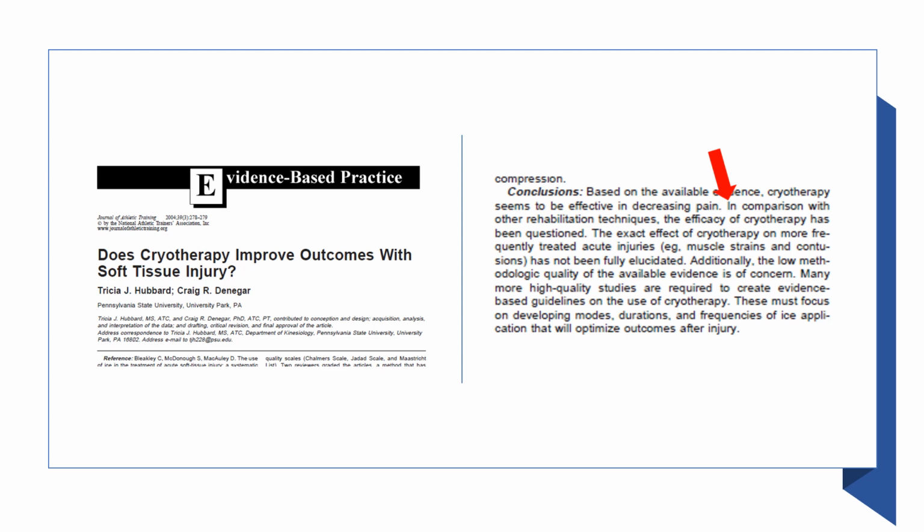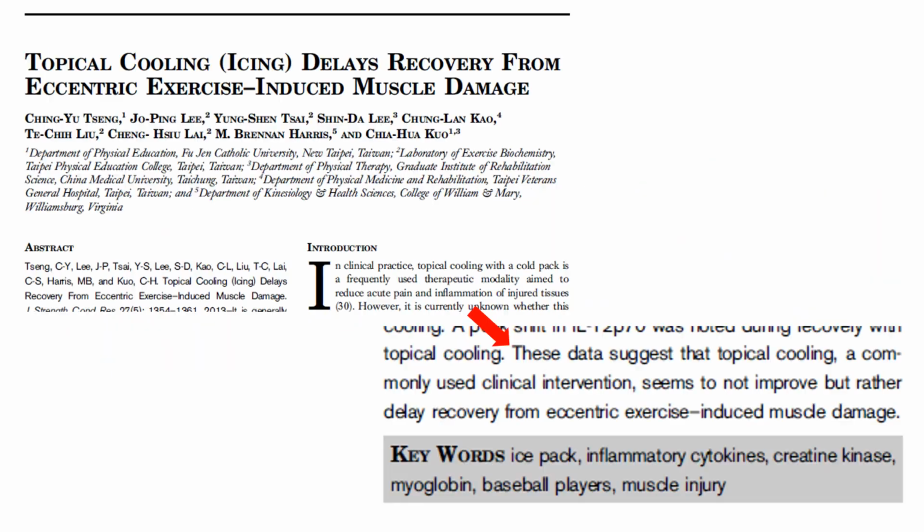But here we go. In this study from the Journal of Athletic Training, does cryotherapy improve outcomes with soft tissue injury? And I always use red arrows to draw your attention. In comparison with other rehabilitation techniques, the efficacy of cryotherapy has been questioned. The exact effect of cryotherapy on more frequently treated acute injuries has not been fully elucidated. Additionally, the low methodologic quality of the available evidence is of concern. So again, drawing some question into whether cryotherapy does even improve outcomes with soft tissue injury.